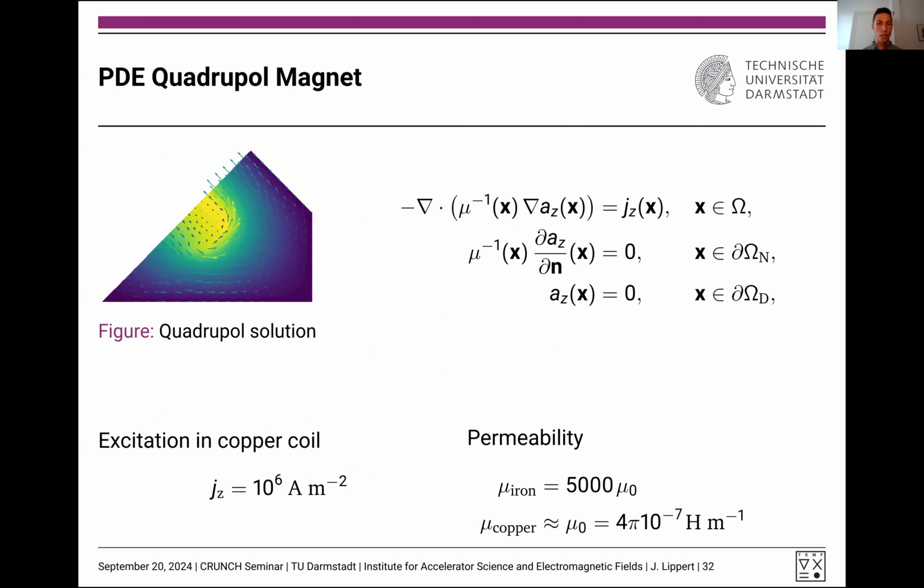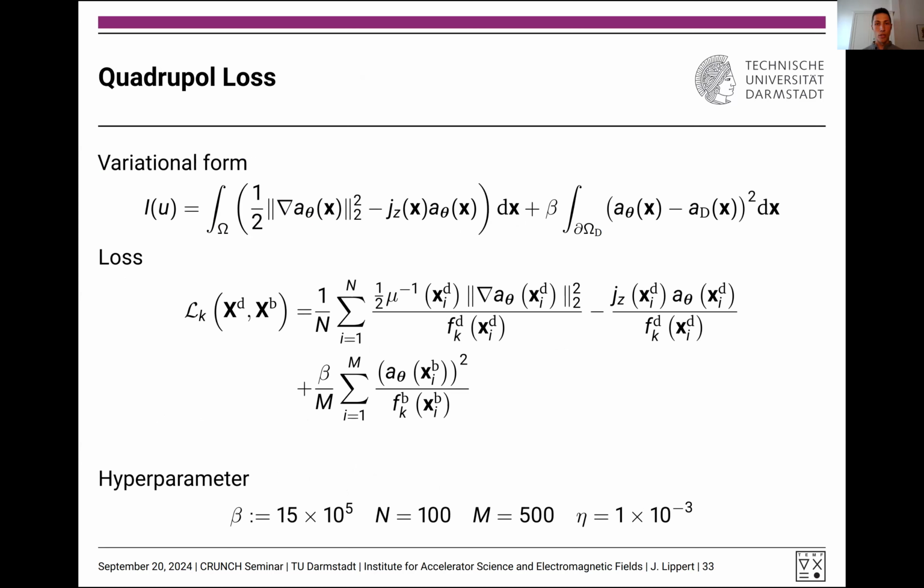And here's again our problem. We have the quadrupole solution and the Poisson's equation. Since our material parameter has the same value on each patch, on each patch we basically have a Poisson's equation, and then we can again use our variational form with our soft constraint boundary conditions to get our loss.